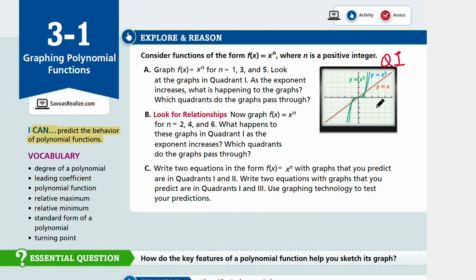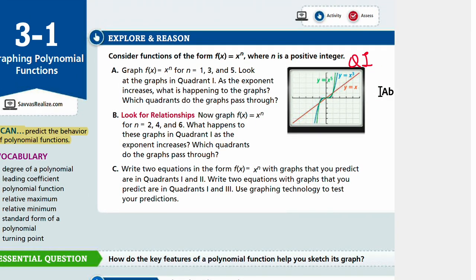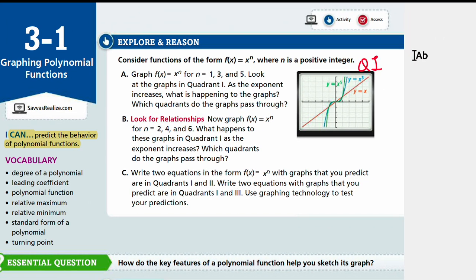Yeah, so as the exponent increases, what is happening to the graphs? So this is 1. We know that 2 is going to be like that. But when n is equal to 3, we have a blue line over here like this, and then a green line over here, right? As it increases, you see that it's getting steeper and steeper, right? And which quadrants do the graphs pass through? We see the graphs in quadrant 1 and quadrant 3. And so when we look at the odd numbers for n, these are some behaviors that we see in polynomial functions for odd numbers, right?